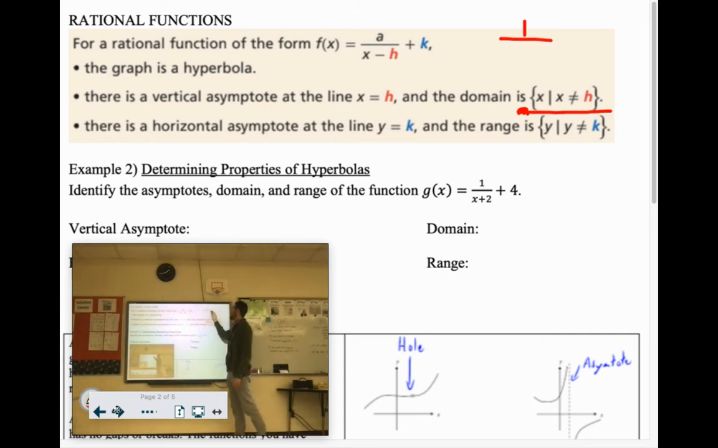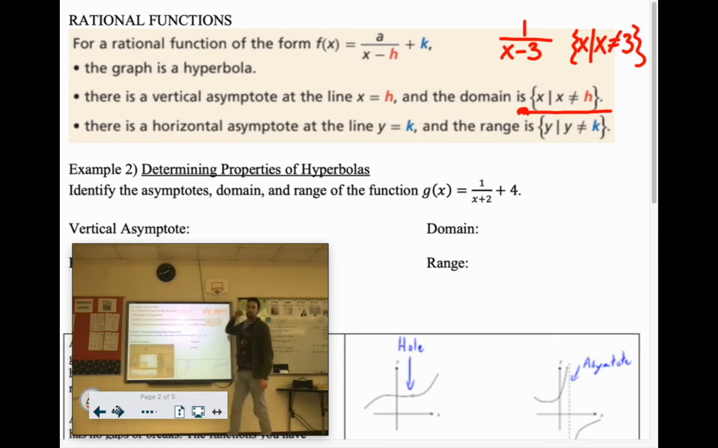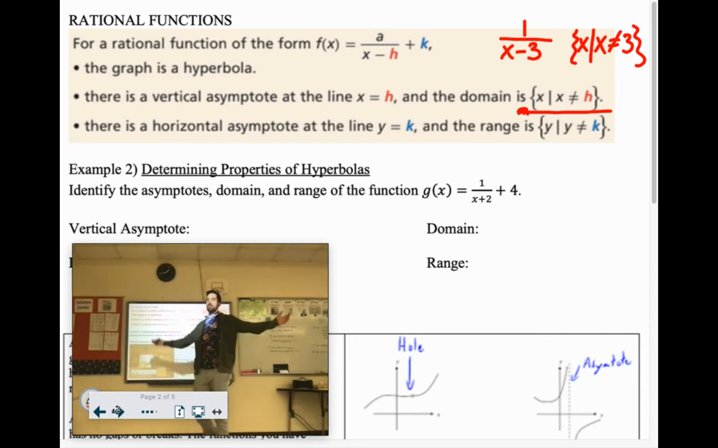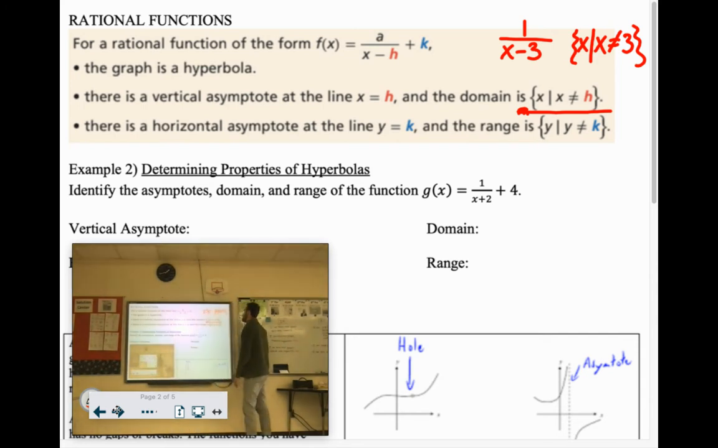So you'll have something like x minus 3. So you would say, oh, the domain is x such that x is not equal to positive 3. Because positive 3 would give it a denominator of 0, which is undefined. You cannot have 0 in the denominator. So let's try this out.